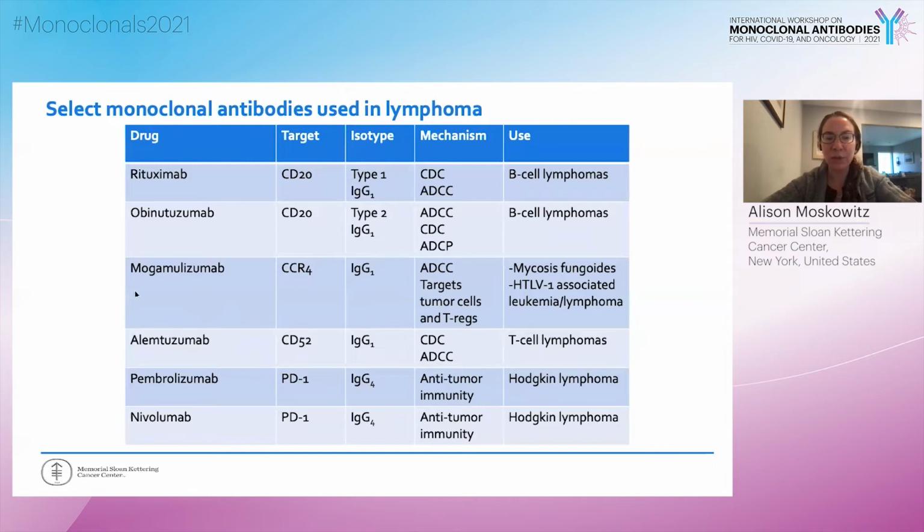I'm going to show you a little bit about mogamulizumab, which targets CCR4 and we use in various T-cell lymphomas. Alemtuzumab is a monoclonal antibody that also targets T cells. It targets specifically CD52, which is expressed widely on T cells. And then finally, two monoclonal antibodies that are IgG4, so they really function as blocking monoclonal antibodies, are pembrolizumab and nivolumab, which work by enhancing anti-tumor immune responses. These are drugs that we use very commonly in Hodgkin lymphoma, and I'll show you a little bit about that.